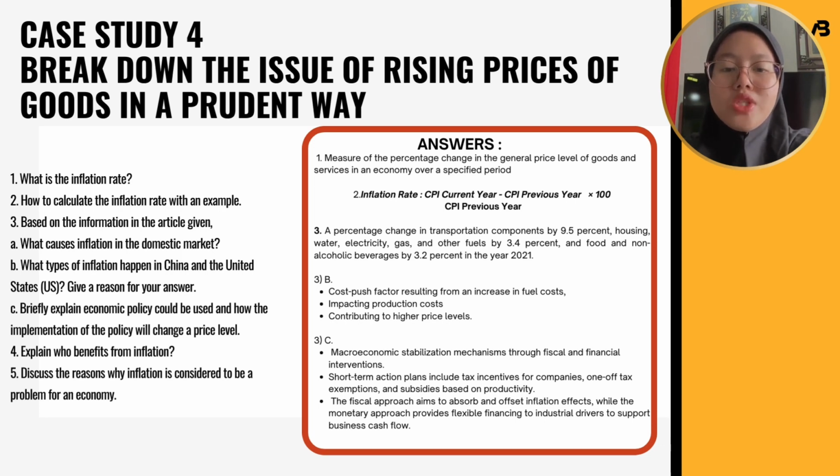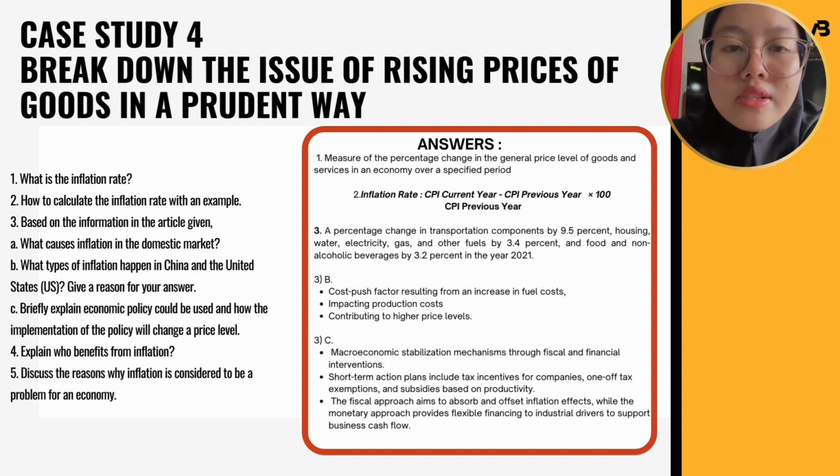Based on the information in the article given, what causes inflation in the domestic market? The increase in inflation due to the prices of goods and services in the domestic market mostly occurs because of several factors, namely a percentage change in transportation components by 9.5%, housing, water, electricity, gas and other fuels by 3.4%, and food and non-alcoholic beverages by 3.2% in the year 2021.